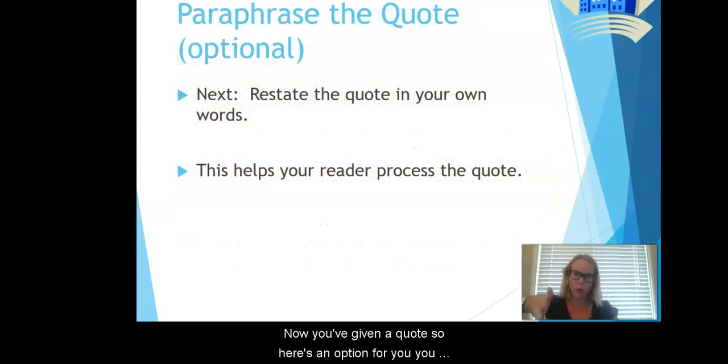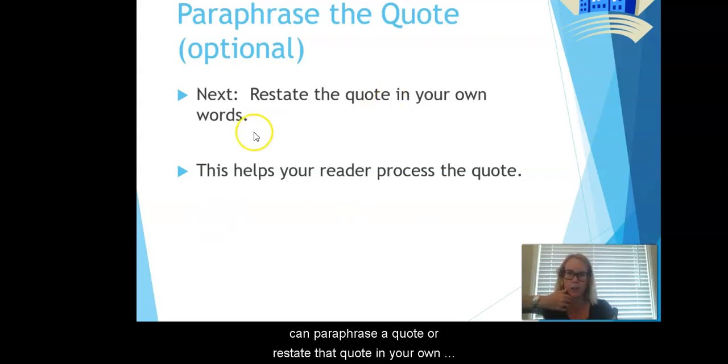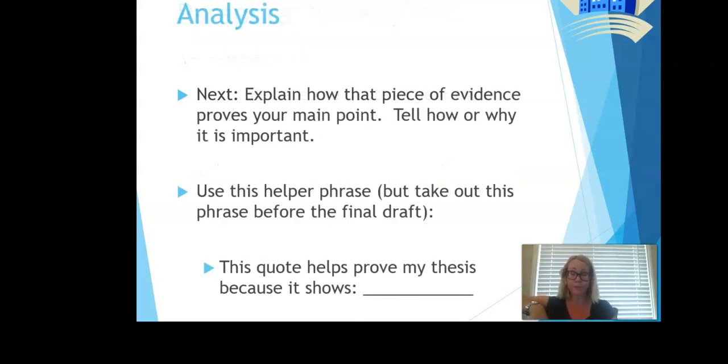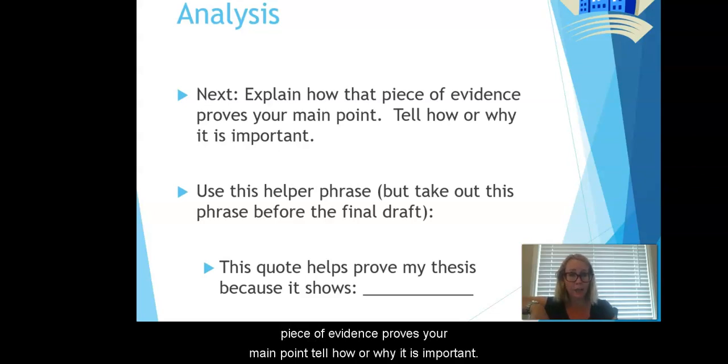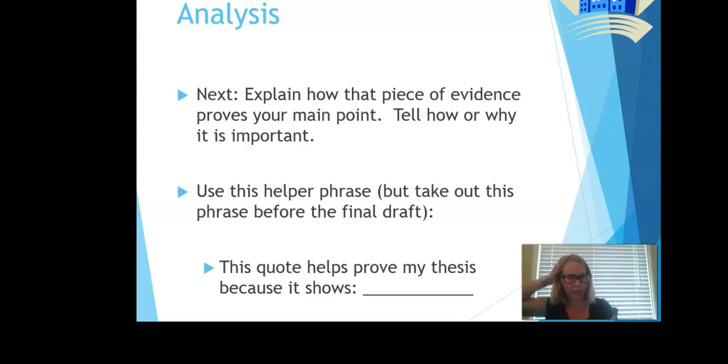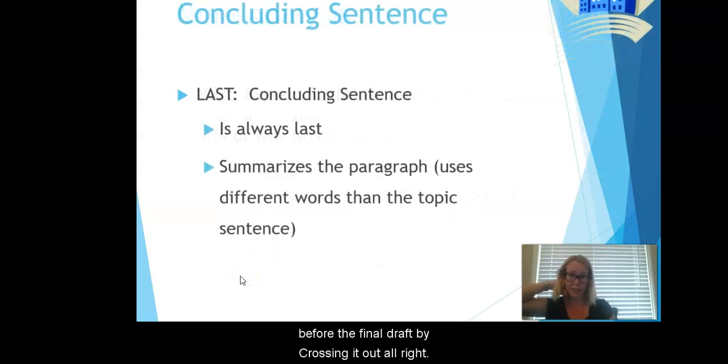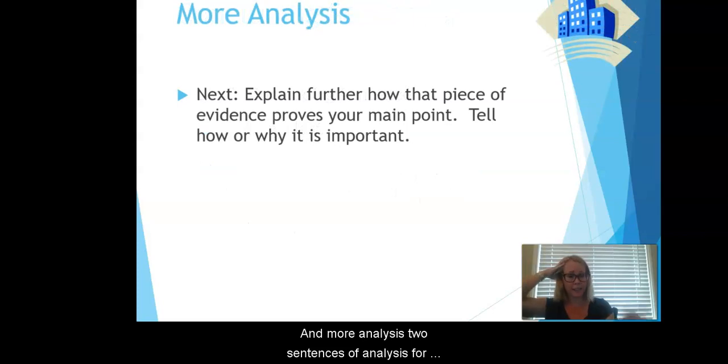Now you've given a quote, so here's an option for you. You can paraphrase the quote or restate that quote in your own words. Again, this helps your reader process the quote. Next, your required element is analysis. Explain how that piece of evidence proves your main point. Tell how or why it is important. You can again use this helper phrase, but take it out before the final draft by crossing it out. All right. And more analysis, 2 sentences of analysis for every 1 sentence of evidence.